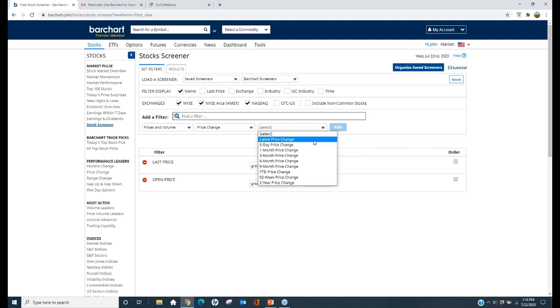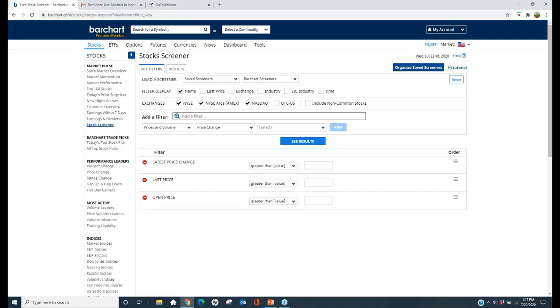Now, I'm going to set this screener up for more of a day trader style of trading, and for more of a swing trader style. I'm going to cast a much wider net, so I'm going to be very general here in terms of setting these filters. So I'm just going to look at last price change. Again, I'm going to add that, and I'm going to move that behind my open.